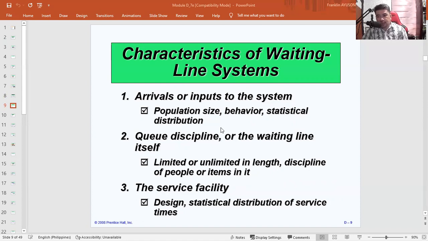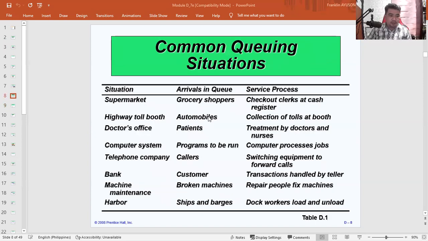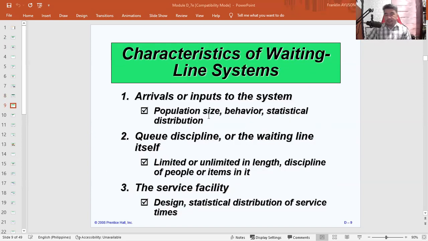So that discipline or the waiting line itself can be in terms of limited or unlimited in length, or discipline of people or items in it. So meaning to say, we're talking about the limited and unlimited personnel, discipline of people or personnel, or items or process, wherein our arrival or our population in the queue will have to go into the process.